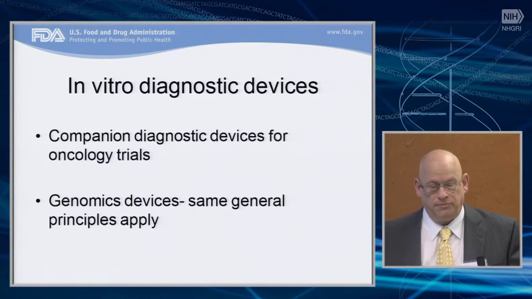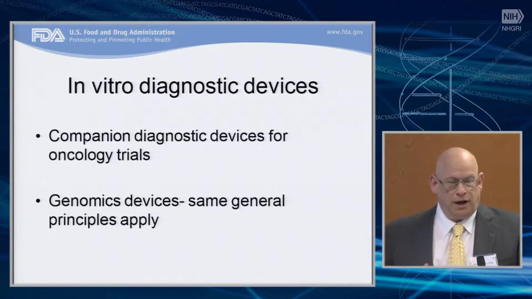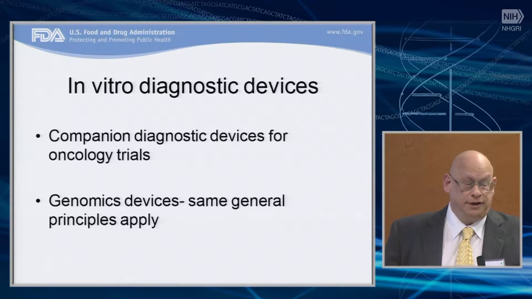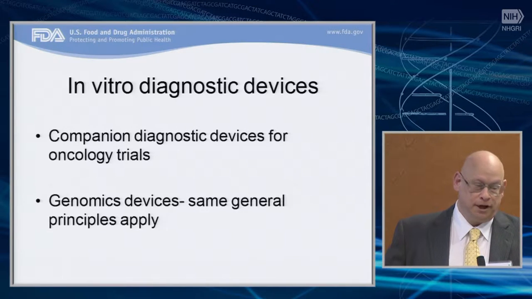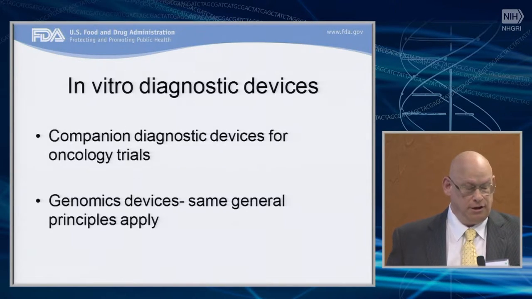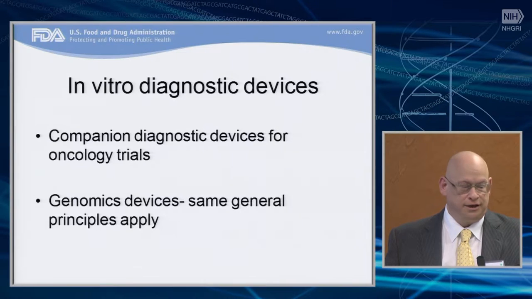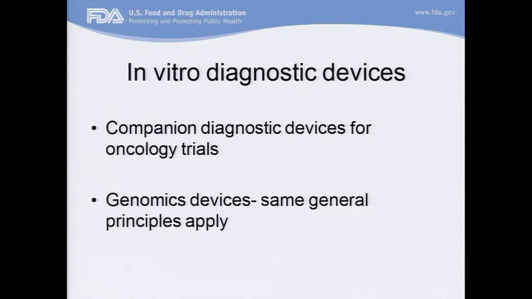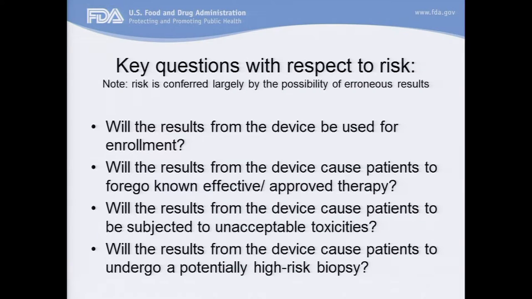Now, I'm a pathologist, as I said. I deal mainly with companion diagnostic devices for oncology trials. I'm not a molecular biologist. But the general principles that I'm going to give you in these oncology and drug examples, the same general principles apply to genomics devices. We use the same rules. There may be some finer points that some of the other people today can get into. But I'm going to give you the basic rules that we use in the oncology trials.